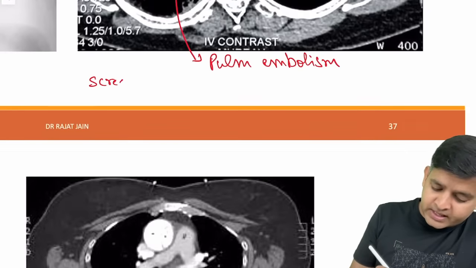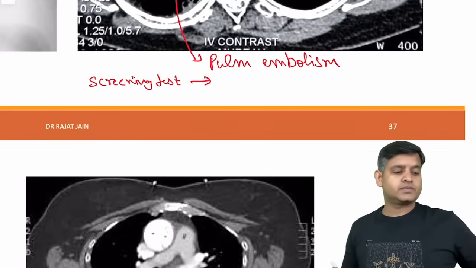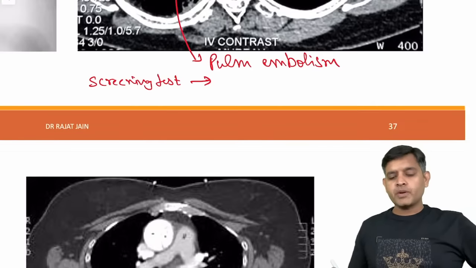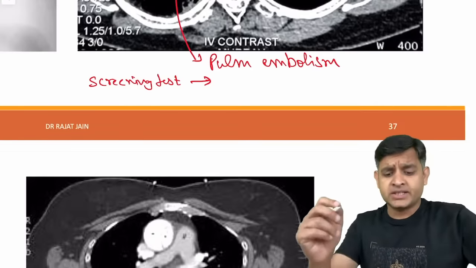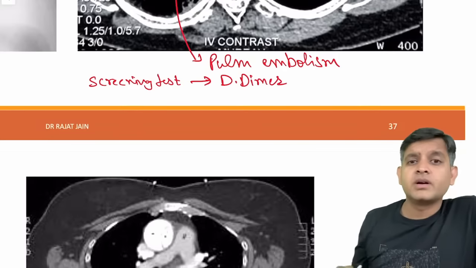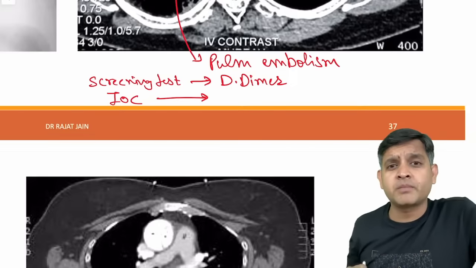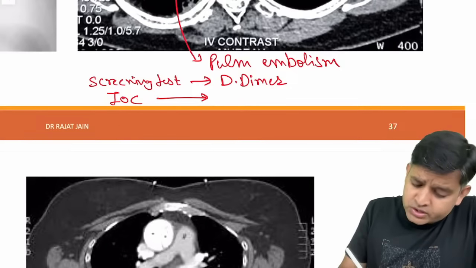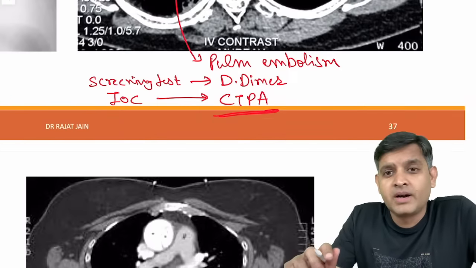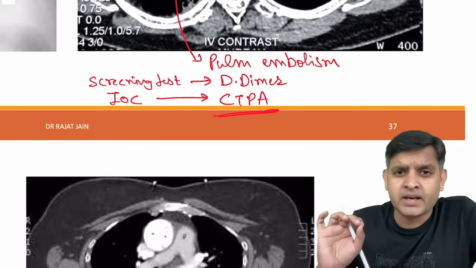A theoretical question here. What is the preferred screening test for pulmonary embolism? The answer is D-dimer, which is a blood test. What is the investigation of choice to diagnose pulmonary embolism? The investigation of choice to diagnose pulmonary embolism is CT pulmonary angiography.